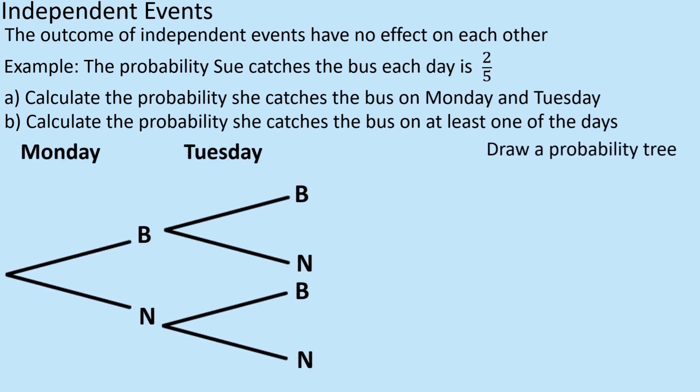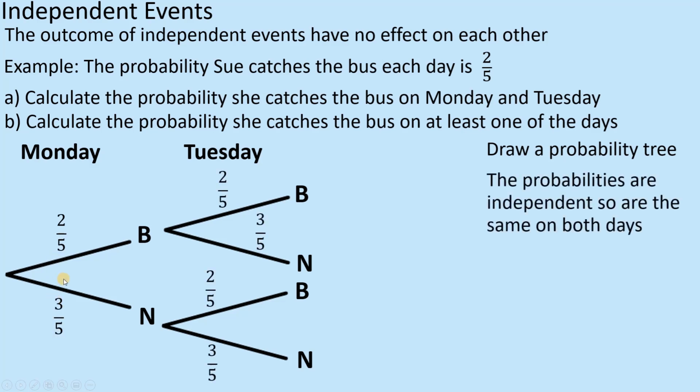All right, so as before, we're going to label it as bus, not bus, bus, not bus, bus, not bus. The probability she catches the bus is 2/5, so it's going to be 2/5 and then 3/5 for not, because then you add up to 1, and that's going to be the same for Tuesday as well. So it's very much similar to the one we had before, in that one does not impact on the other.